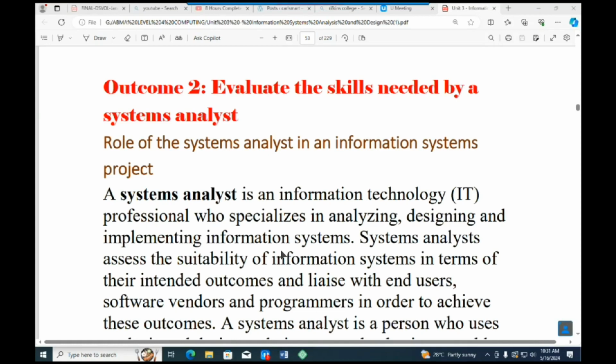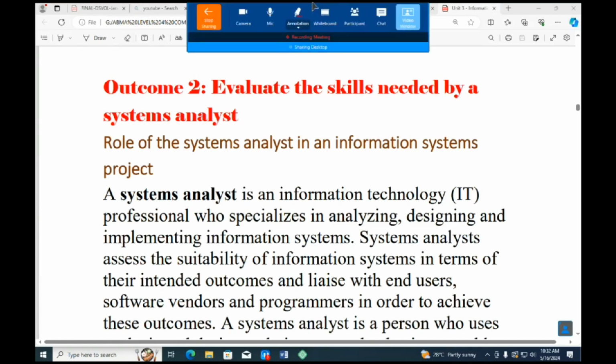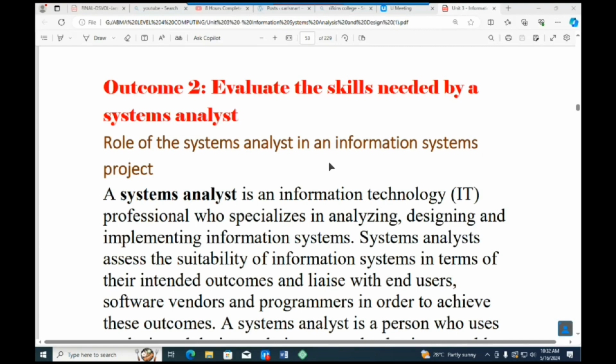And the first thing that we need to look at is the role of the system analyst in an information systems project. What will the analyst do? What is basically the role of the system analyst in an information systems project? So before we actually talk about the role, we need to know who is a system analyst.